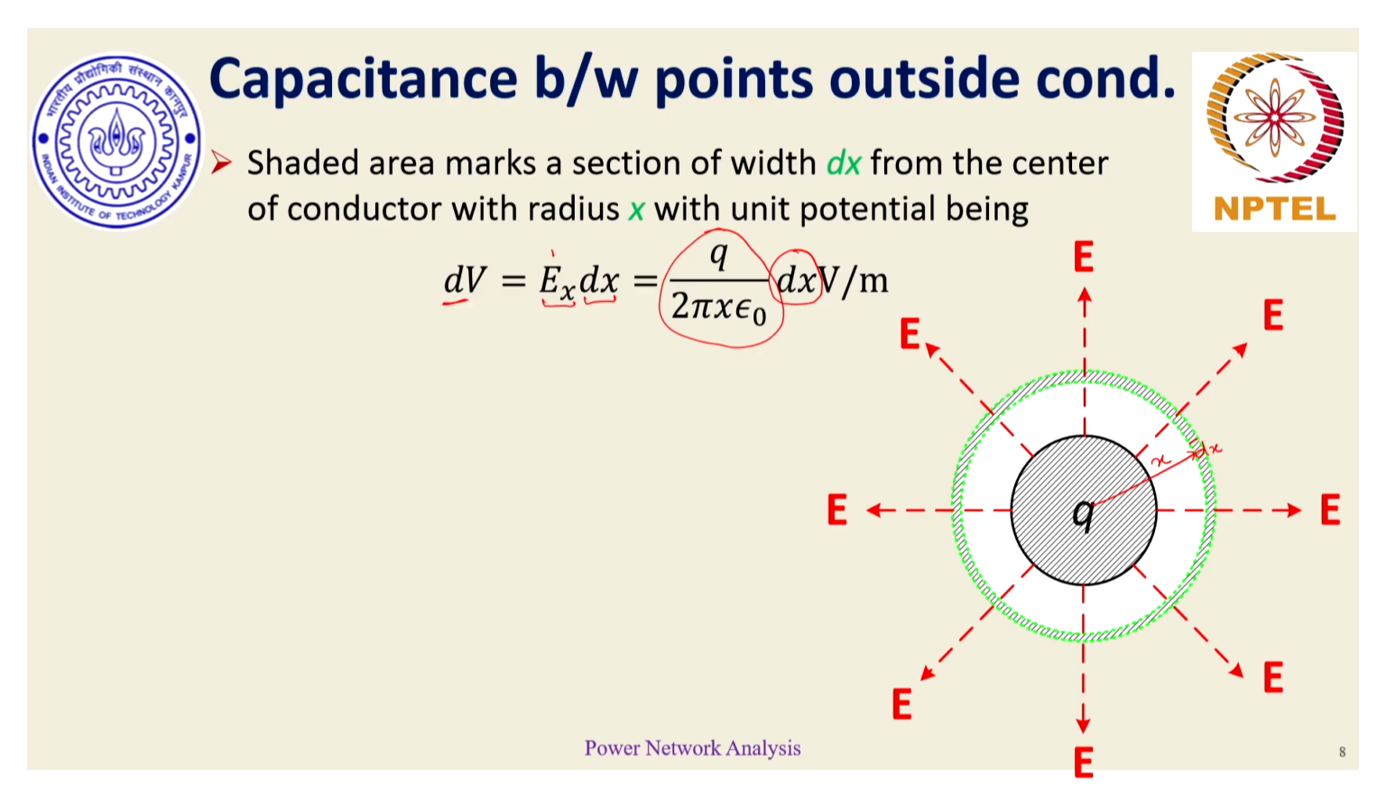Essentially, the charge is moving along this dx tube, and the work which would be done is equal to the field intensity multiplied by the shortest displacement, or the width along which the charge is moving.